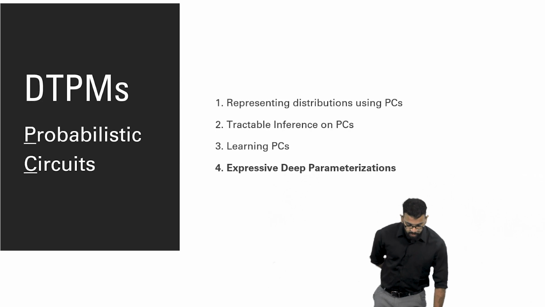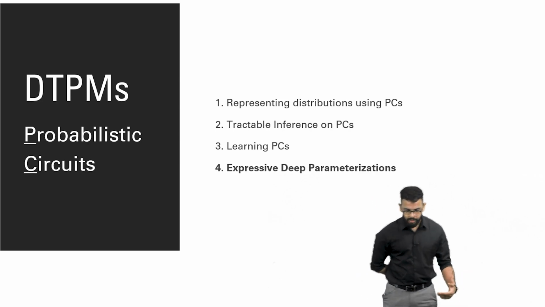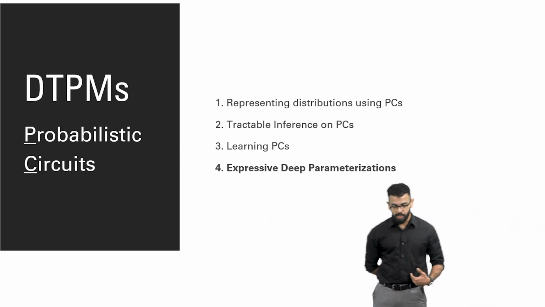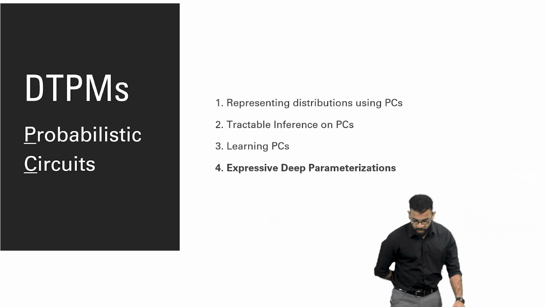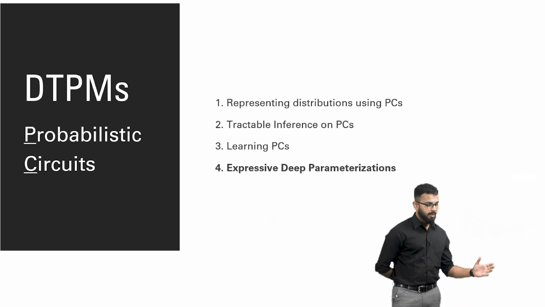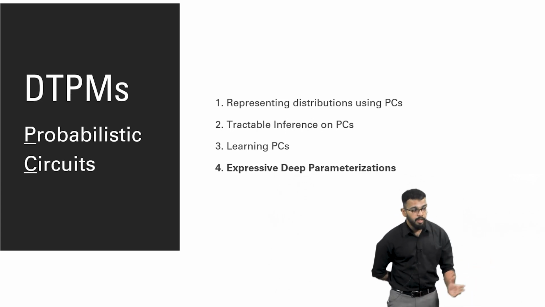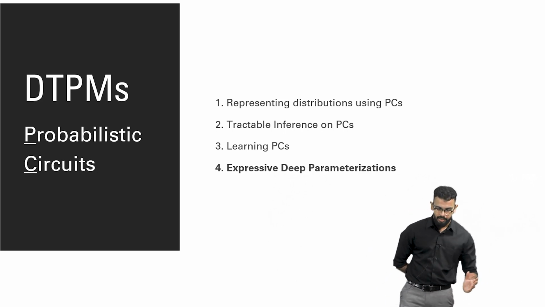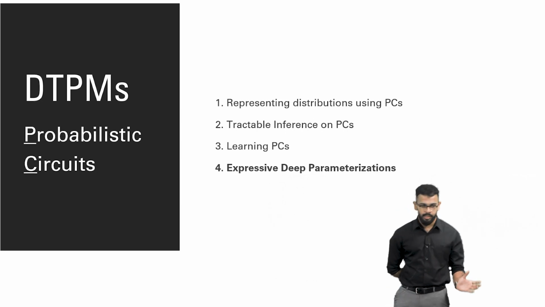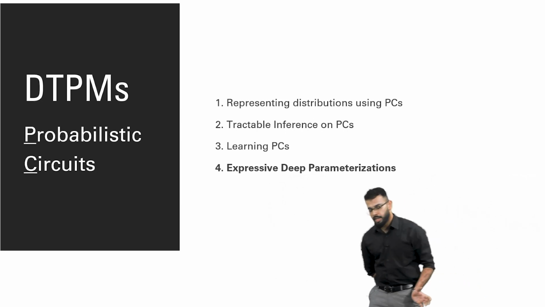All right. So the first three parts we covered until yesterday. We saw how you represent distributions using PCs, how inference becomes tractable on PCs, and also to some extent, how you learn these PCs, right? Now today we'll start with how you can make these representations more expressive, more deep, and in a way that is similar to your tensorized neural networks, so that it's easily deployable on GPUs and you can train them at scale.